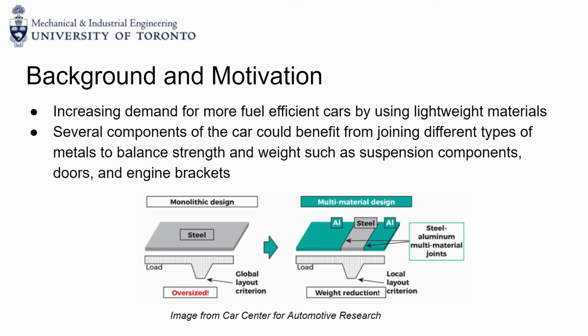So first, for some background. There is an increasing demand for more fuel-efficient cars, and the way that car manufacturers have approached this problem is to use more lightweight materials. Several components of a car can benefit from this, such as the suspension arms or the engine brackets. The basic operating principle, as seen on the image on the slide, is that some portions of a part may not need to hold as high of a load, so you're able to use more lightweight, weaker material. In this case, aluminum versus steel.